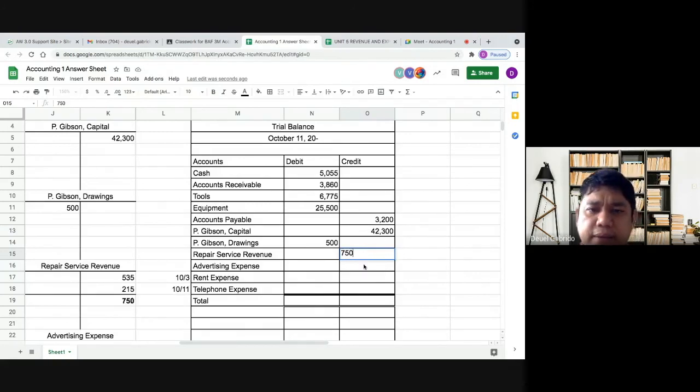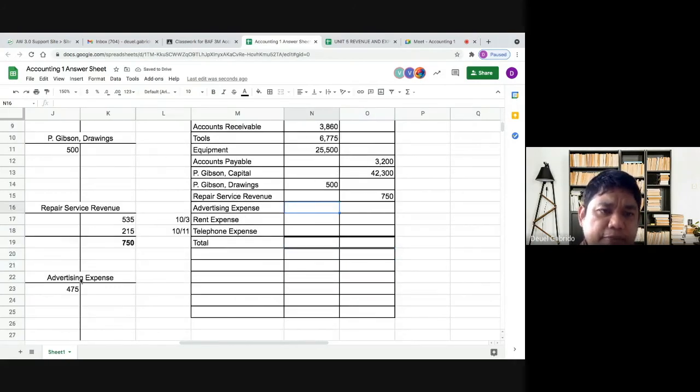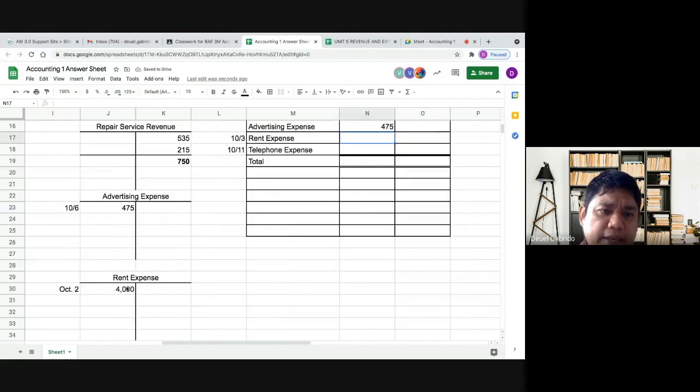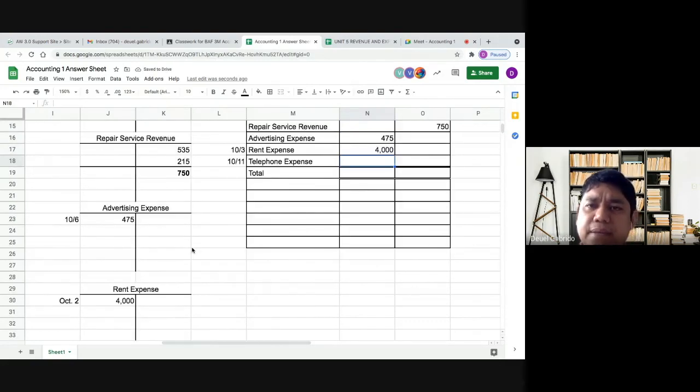Okay, expenses, all of them, all expenses are debit. So we have advertising 475, 75. Rent expense is 4,000. And then the last is telephone. We have 85, right? 85.